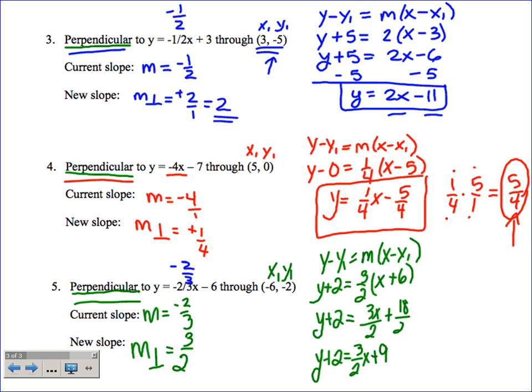My final step would be to subtract 2 from both sides. I really don't have room to write this down here, but I'll subtract 2 from both sides, and this would be y equals 3/2 x plus 7 if I subtract 2. I do have maybe a little bit of room to write it. I'll write it right there.